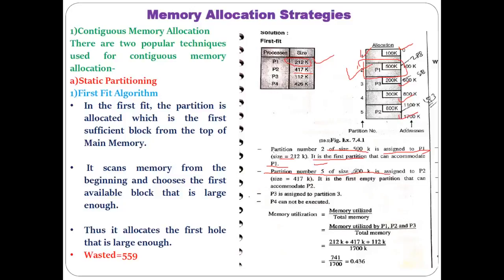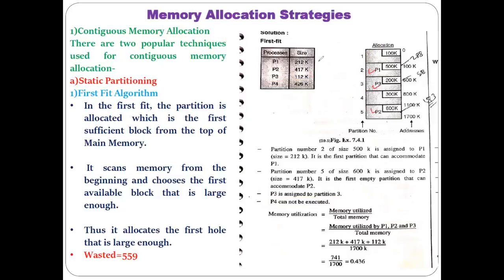That is the reason partition number 5 of size 600K is assigned to P2, where the size of the process is 417. It is the first empty partition that can accommodate P2. So that is the reason we choose partition 5 for our P2 process. Understood? Then P3, what is the size of P3? 112K. Can we allocate the 112K in the first partition? No. In the second? No. Can it be allocated in the third? Yes. The third is the first partition large enough to hold P3. Understood? So P3 is assigned to partition number 3. So here you can see we have allocated P3, then P1 and P2.